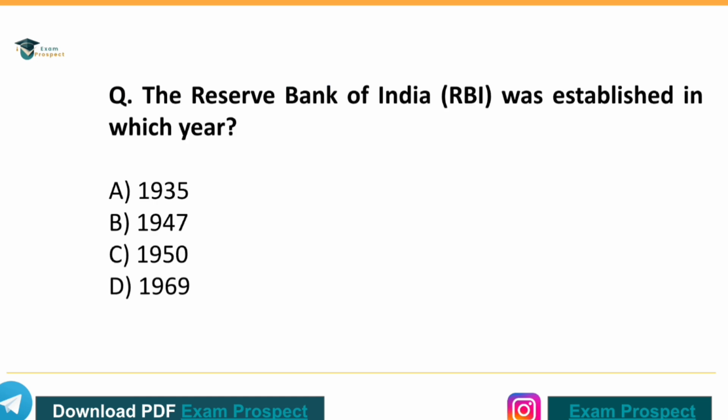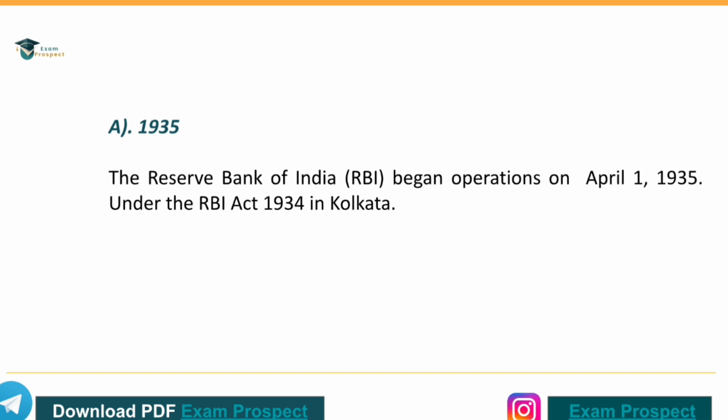Next question, the Reserve Bank of India, RBI, was established in which year? And the correct answer is option A, in the year 1935. The Reserve Bank of India, RBI, began operations on April 1, 1935 under the RBI Act 1934 in Calcutta.